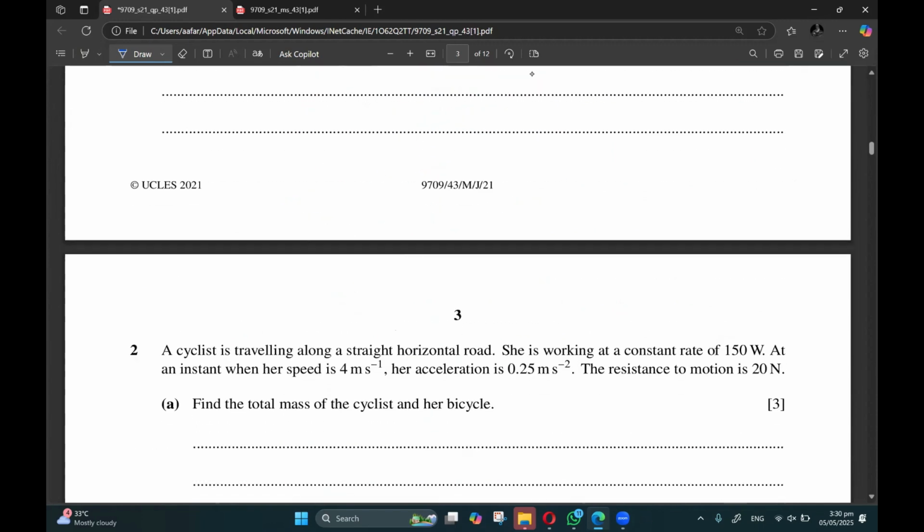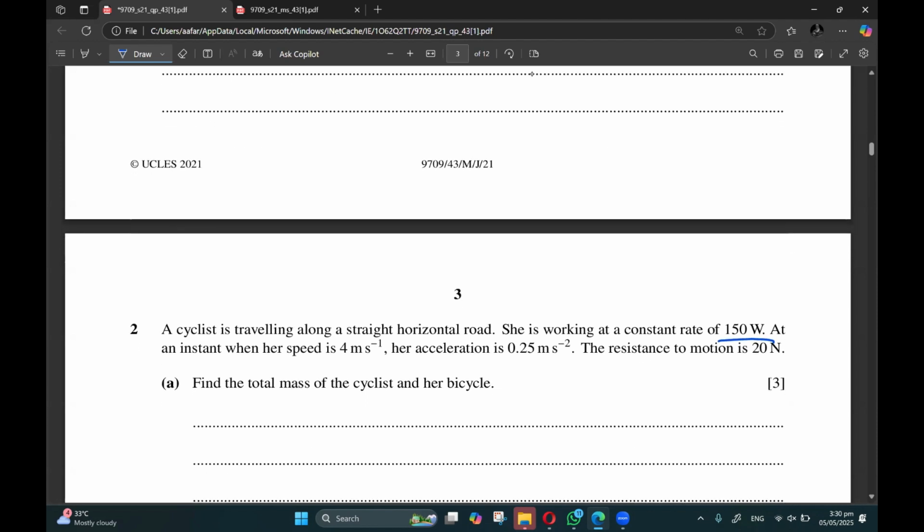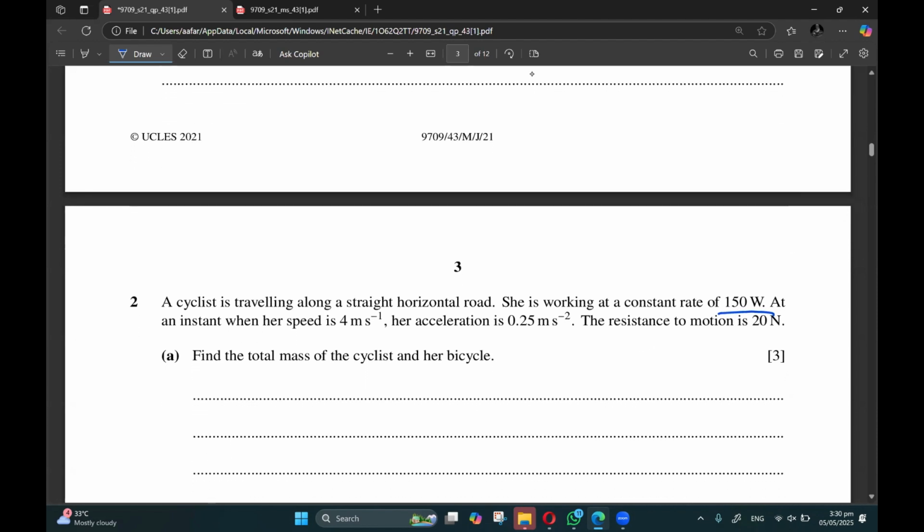Okay. Question two: a cyclist is traveling along a straight horizontal road. She is working at a constant rate of 150 watts. At an instant when her speed is 4 meters per second, her acceleration is 0.25 meters per second squared. The resistance to motion is 30 Newton. Find the total mass of the cyclist and her bicycle.